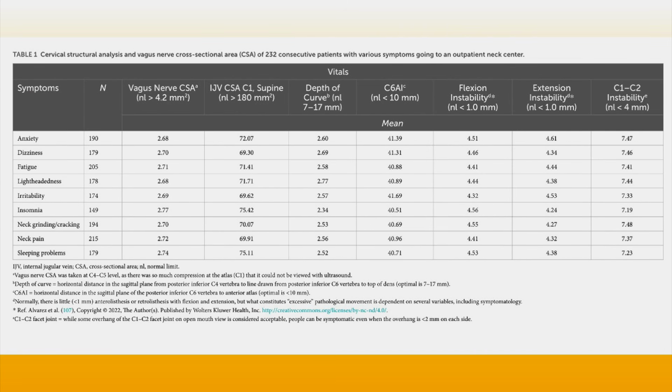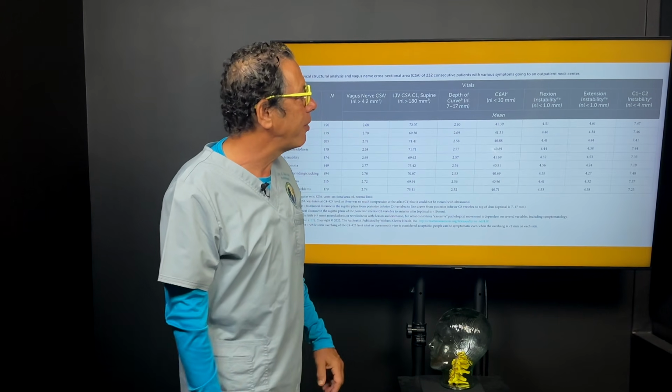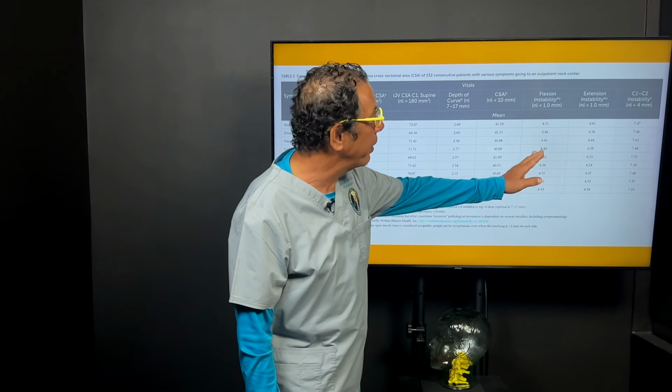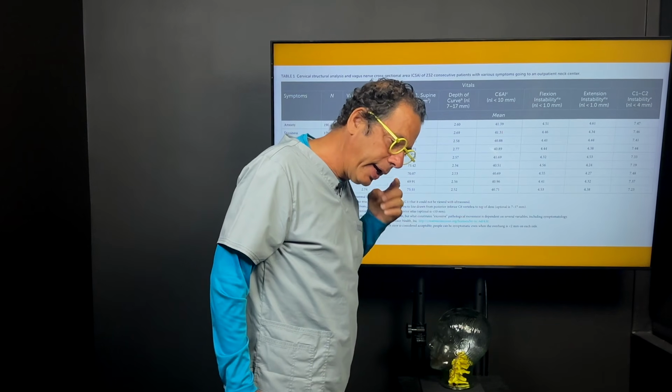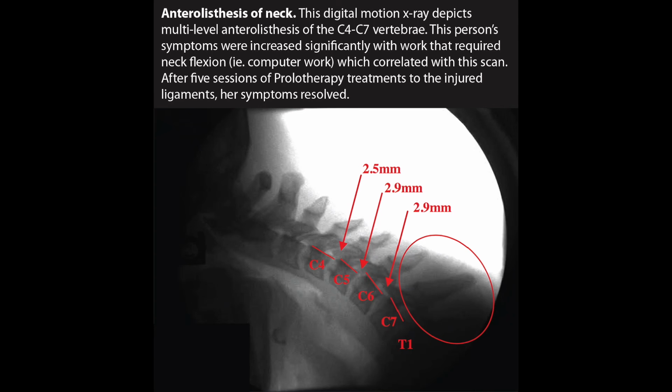The atlas on average was about 40 to 42 millimeters forward. So that's about 1.5 inches forward. There was significant flexion instability, meaning that the vertebrae, when they flexed, they had anterolisthesis, or some of the vertebrae went forward. Then they had extension instability. And the most significant finding was upper cervical instability.